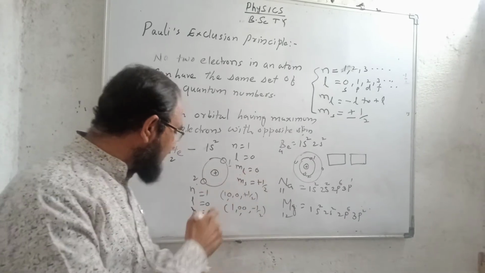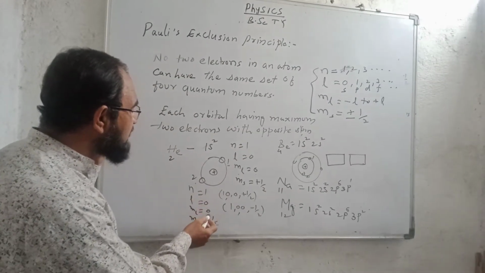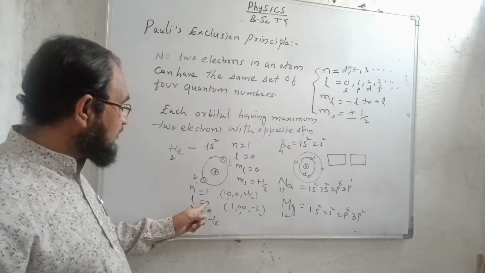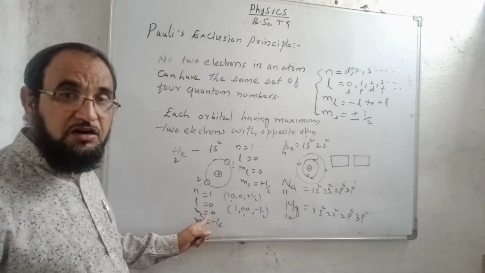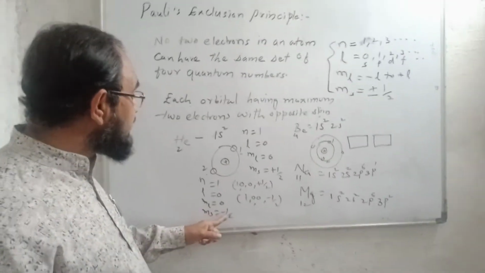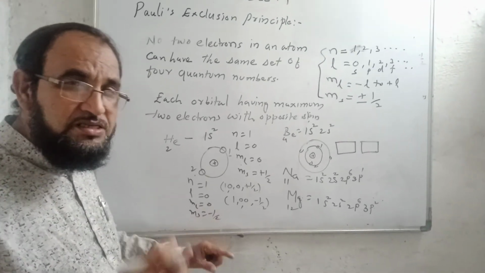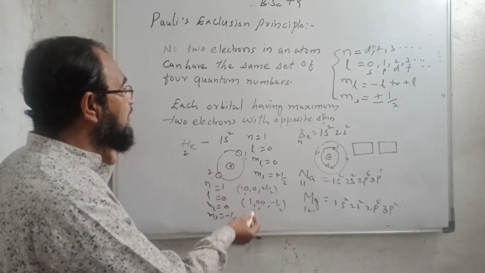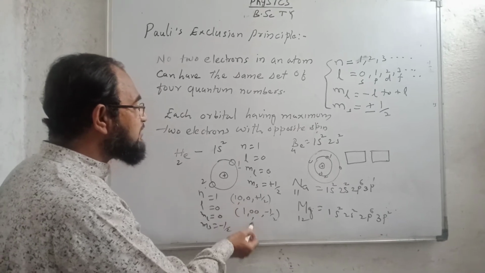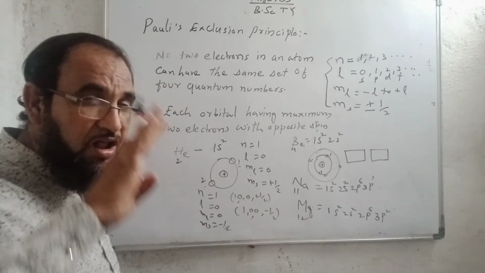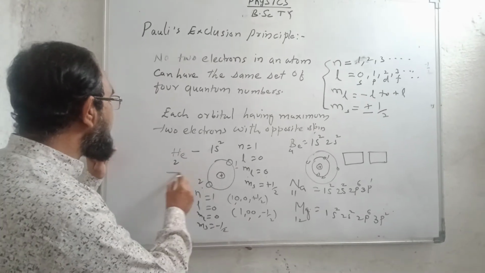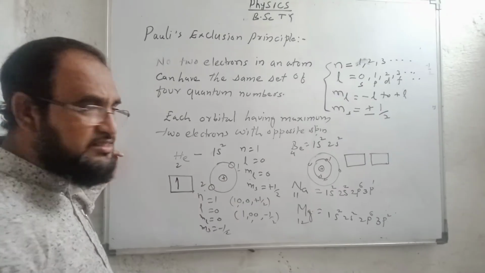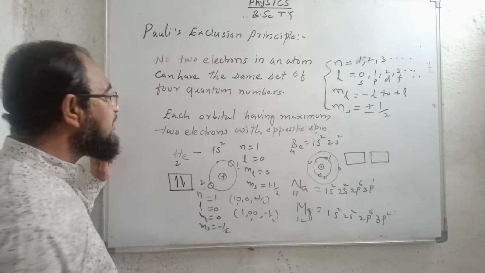For the second electron, I can write here 1, 0, 0, means principal quantum number is 1, azimuthal quantum number 0, magnetic quantum number is also 0, but the spin quantum number will be minus half, means the spin is in the opposite direction. So here the Pauli's exclusion principle holds good. 1, 0, 0 are the same, but plus half and minus half differ, means all the four quantum numbers are not the same. We can say diagrammatically that if the spin of the first electron is in this direction, then the spin of the second electron will be in this direction.